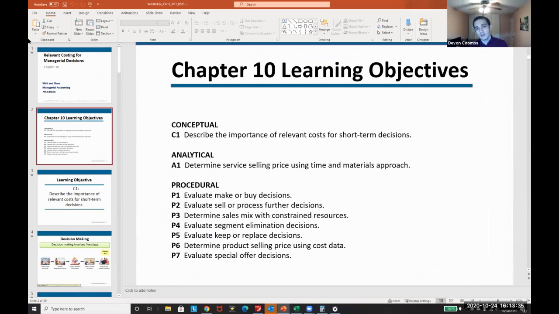And so we're going to talk about what are relevant costs for short-term decision making. We're going to talk about how you determine selling prices for professional services, which is the time and materials approach. We're also going to talk about how you determine what a price is in general. I have a ton of clients that I work with personally. I'm a business coach on the side, where they ask me, how do I charge for my services? How do I charge for my products? And we'll go into that. And I shared my blog related to that as well.